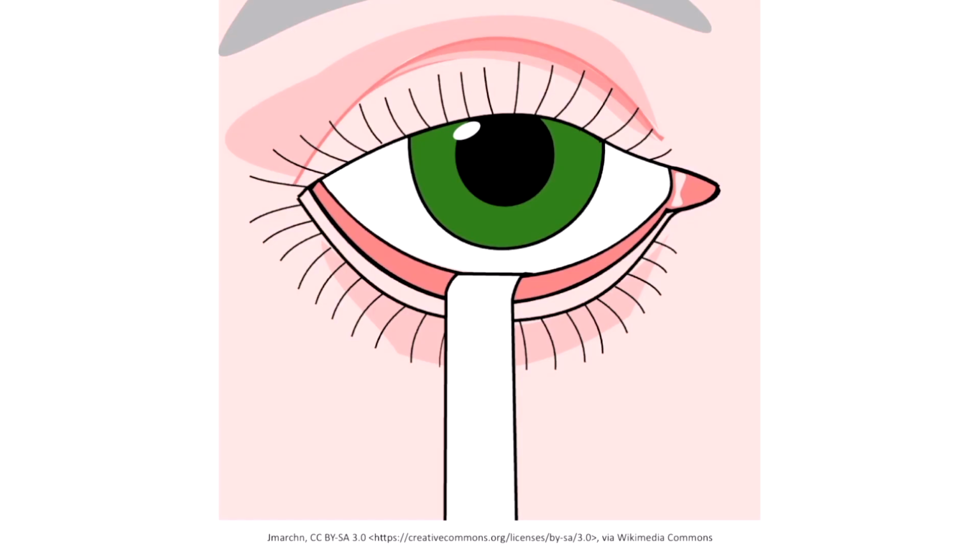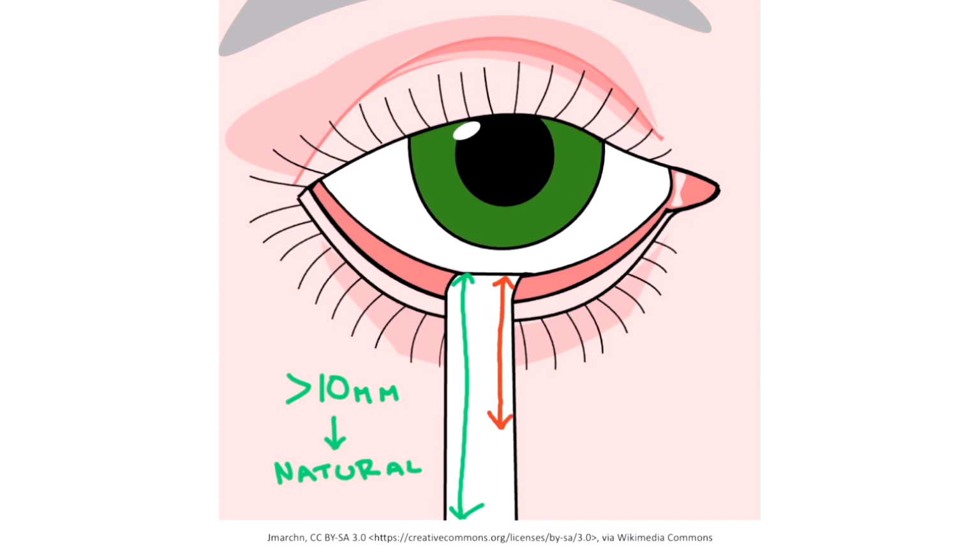This is how a Schirmer's test is done. A strip of filter paper is kept at the margin of the lower eyelid, and the patient is asked to keep his eyes closed for 5 minutes. Then the strip is removed and the length of the wet strip is measured. If the length of wet strip is more than 10 millimeters, it suggests normal tear production. But if it is less than 5 millimeters, it means that there's inadequate tear production.